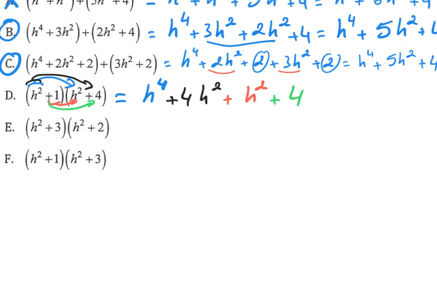And we're going to continue here. We're going to combine the middle terms there. It's going to be h to the fourth power, and 4h squared plus h squared, right? So 4h squared plus h squared is going to be 4 plus 1. That would be 5.